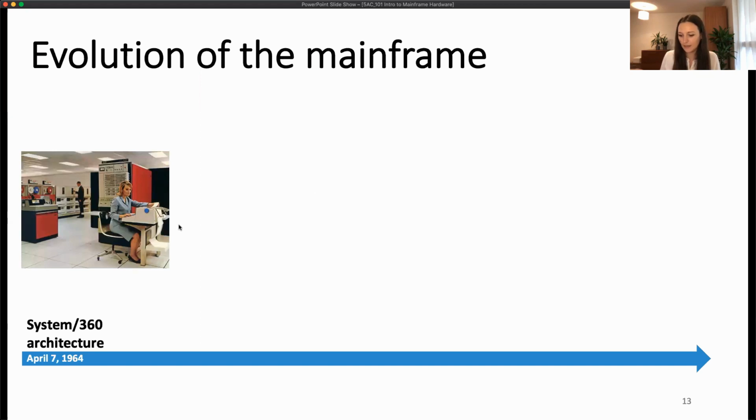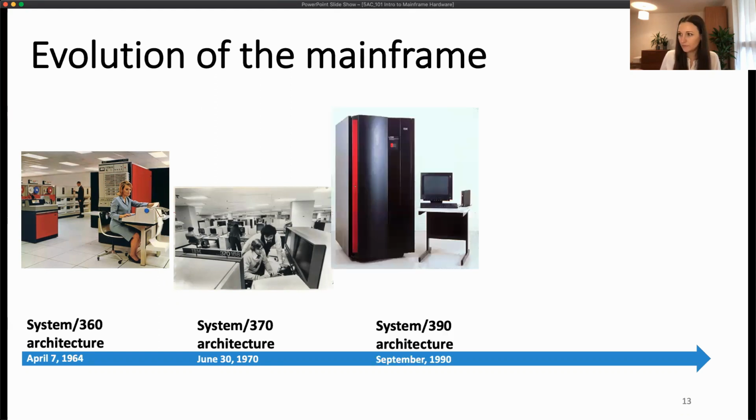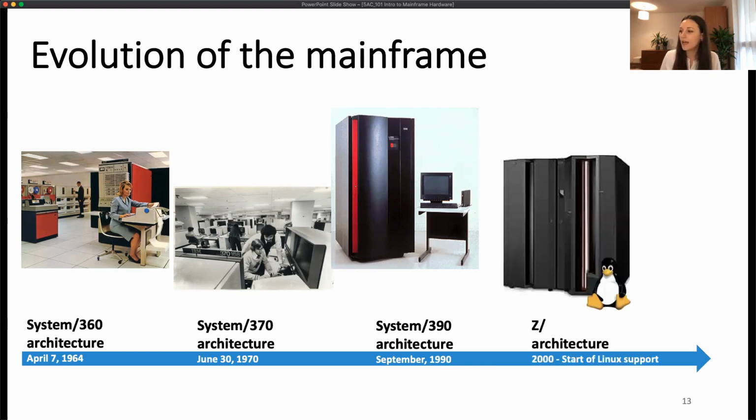Then in 1970, the System 370 architecture was released. And what was very special about that one was the concept of virtual memory. Then in 1990, the System 390 was released. And 10 years later, the Z architecture. And with the Z architecture, you notice right away that there is a change in naming convention. And the Z stands for zero downtime.